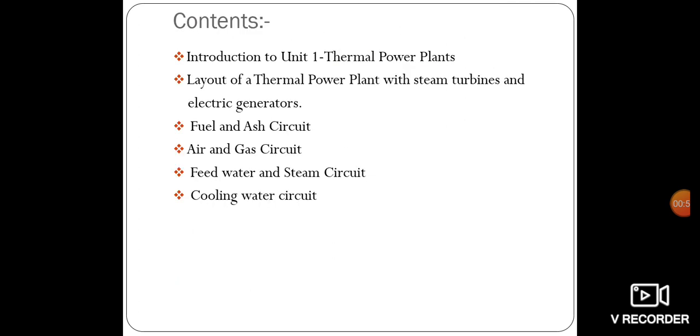In the first unit, we will understand about the thermal power plants, layout of a thermal power plant with steam turbines and electric generators, fuel and ash circuit, air and gas circuit, feed water and steam circuit, cooling and water circuit.